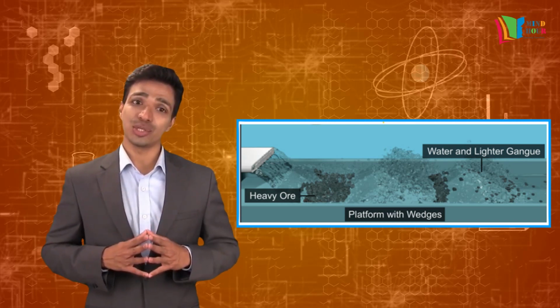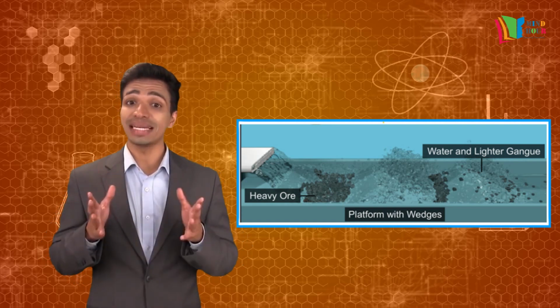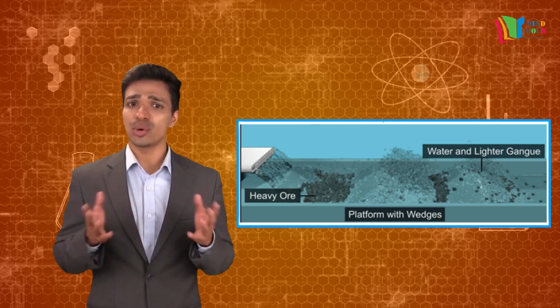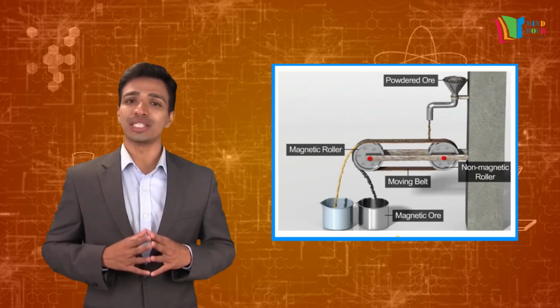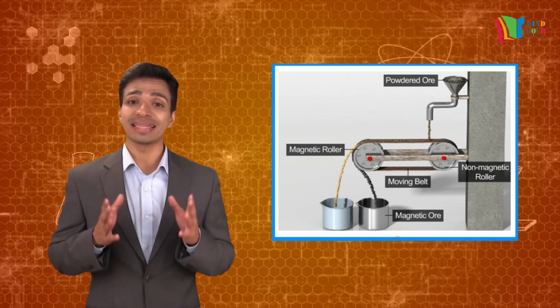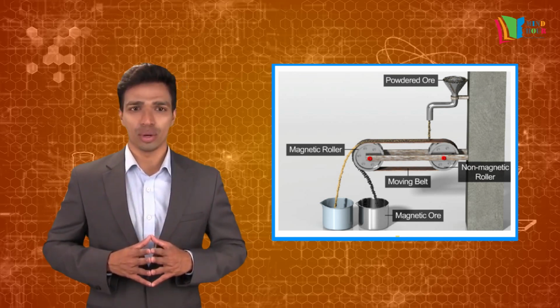Magnetic separation is used when either the ore or the impurities are magnetic in nature. For example, separating iron from its ore hematite. Froth flotation separates the gangue particles from the ore based on the fact that gangue is wetted by water while mineral is wetted by oil.